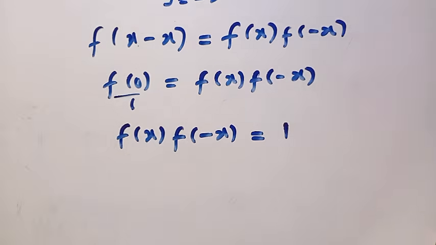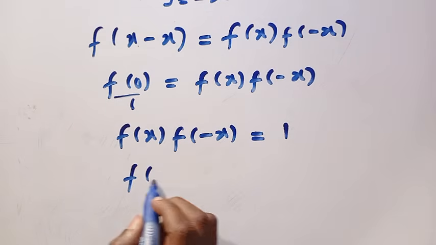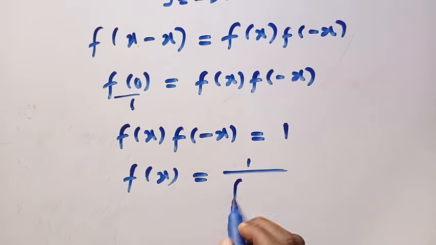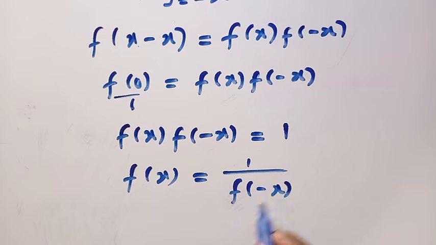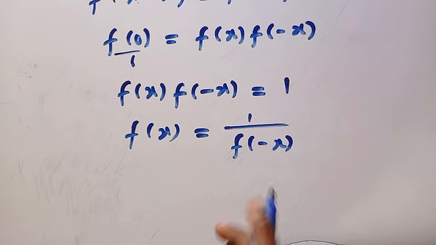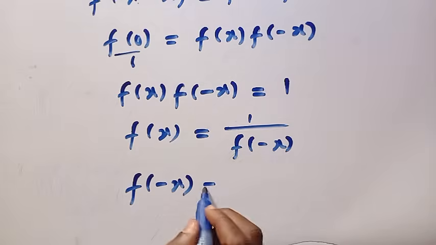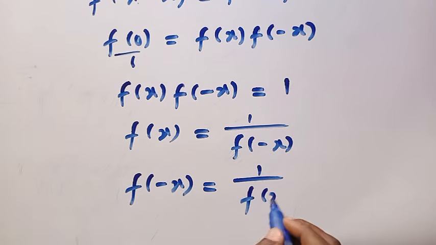And since we need the value of f of x, we make f of x the subject of the formula, and we have this as 1 divided by f of minus x. Again, since we are considering the negative value of this, we can just say f of minus x also equals 1 divided by f of x. So we can stop here.